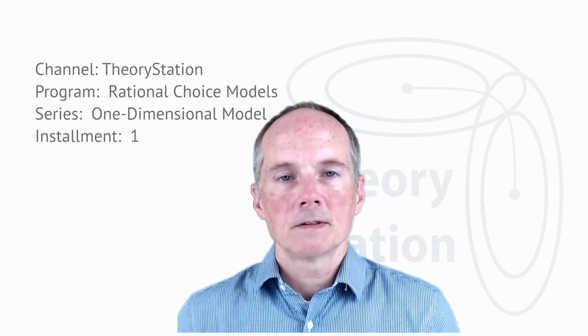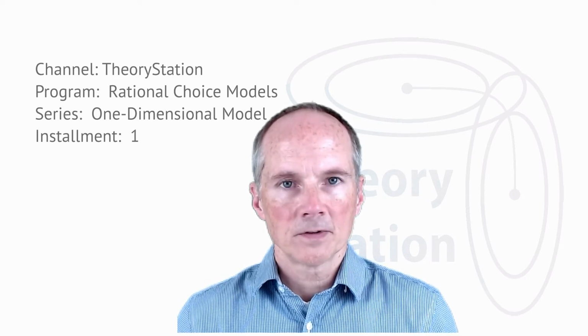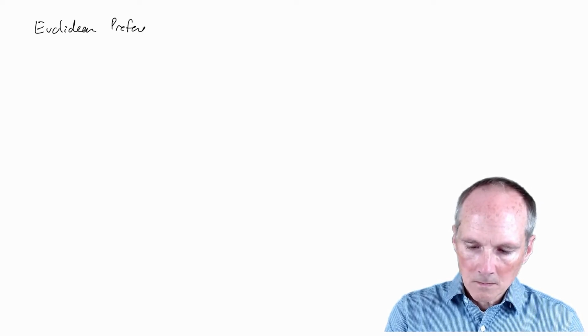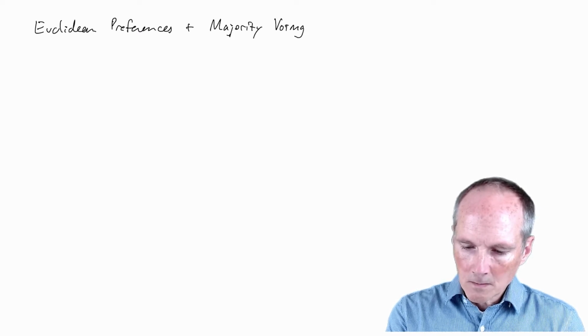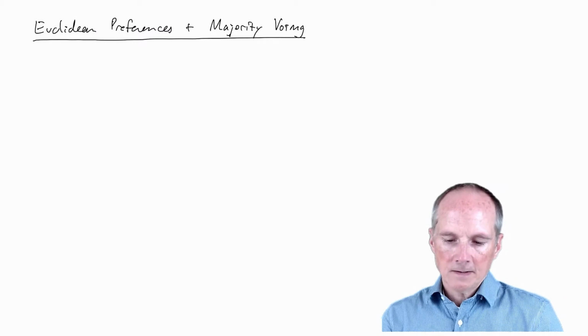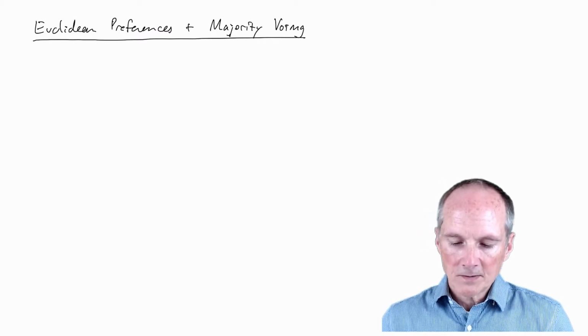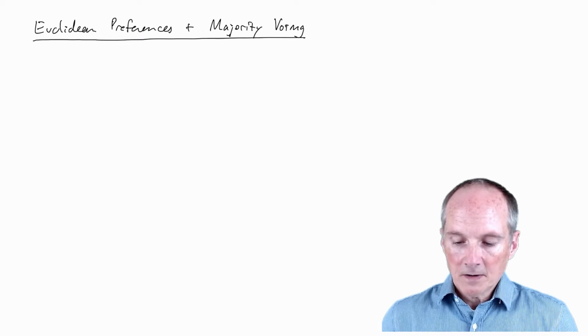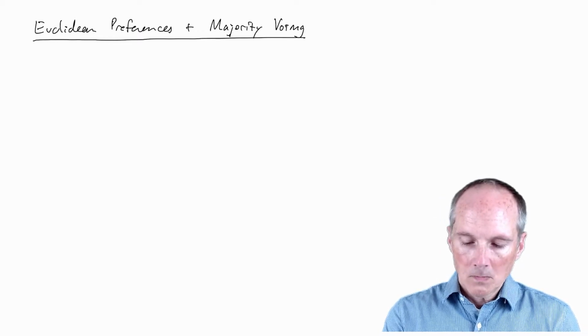This series is the one-dimensional policy choice model. This is the first installment in the series. So in this installment, I want to talk about Euclidean preferences and majority voting. These are things that I touched on in the overview I did in the toolkit series. But let me start off giving the basics of the model.